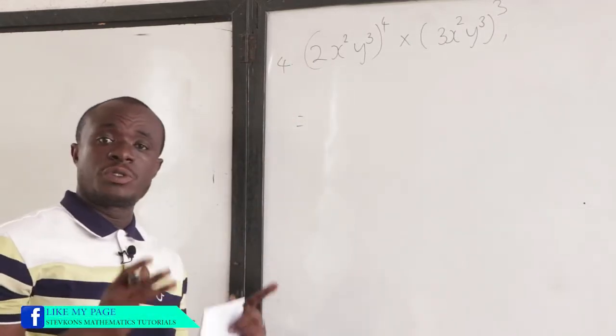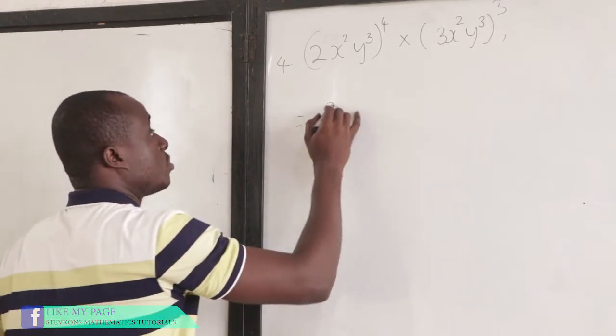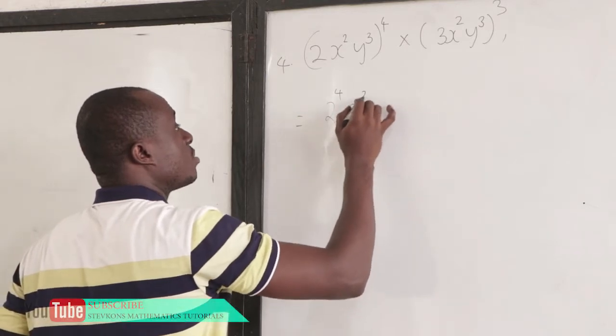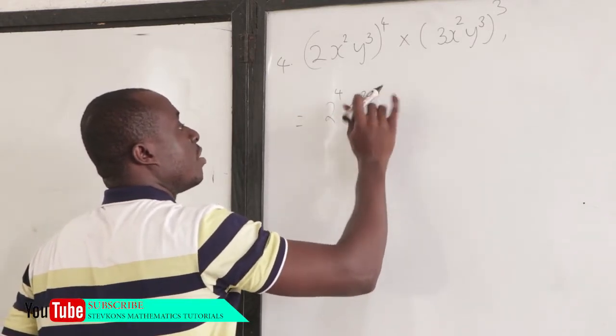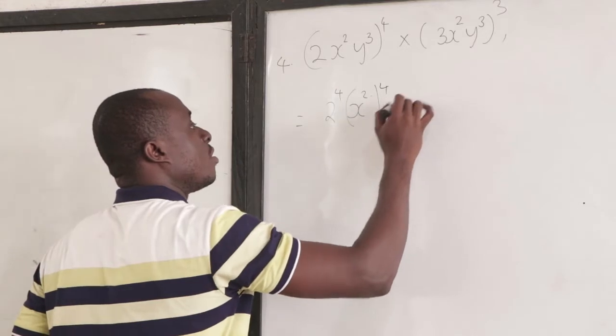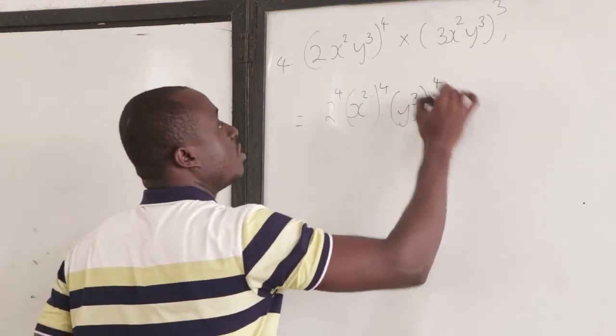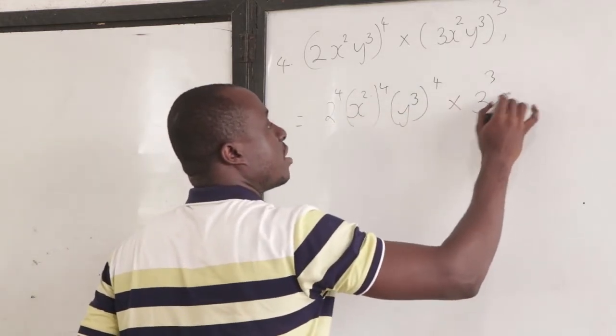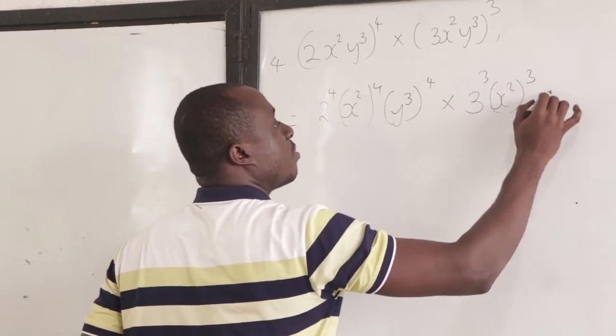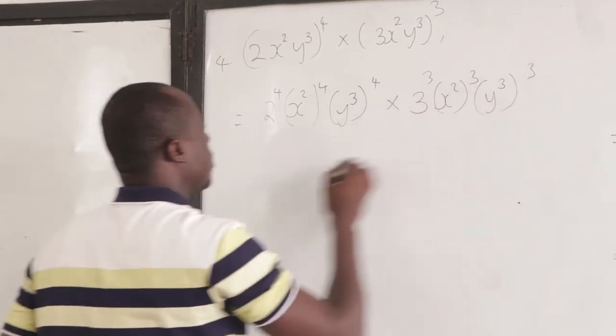Now this is the fourth question. We know that a b, all to the power n, is a to the power n, b to the power n. So this is 2 to the power 4, x to the power 2, all to the power 4, y to the power 3, all to the power 4. Times this, we have 3 to the power 3, x to the power 2, all to the power 3, y to the power 3, all to the power 3.